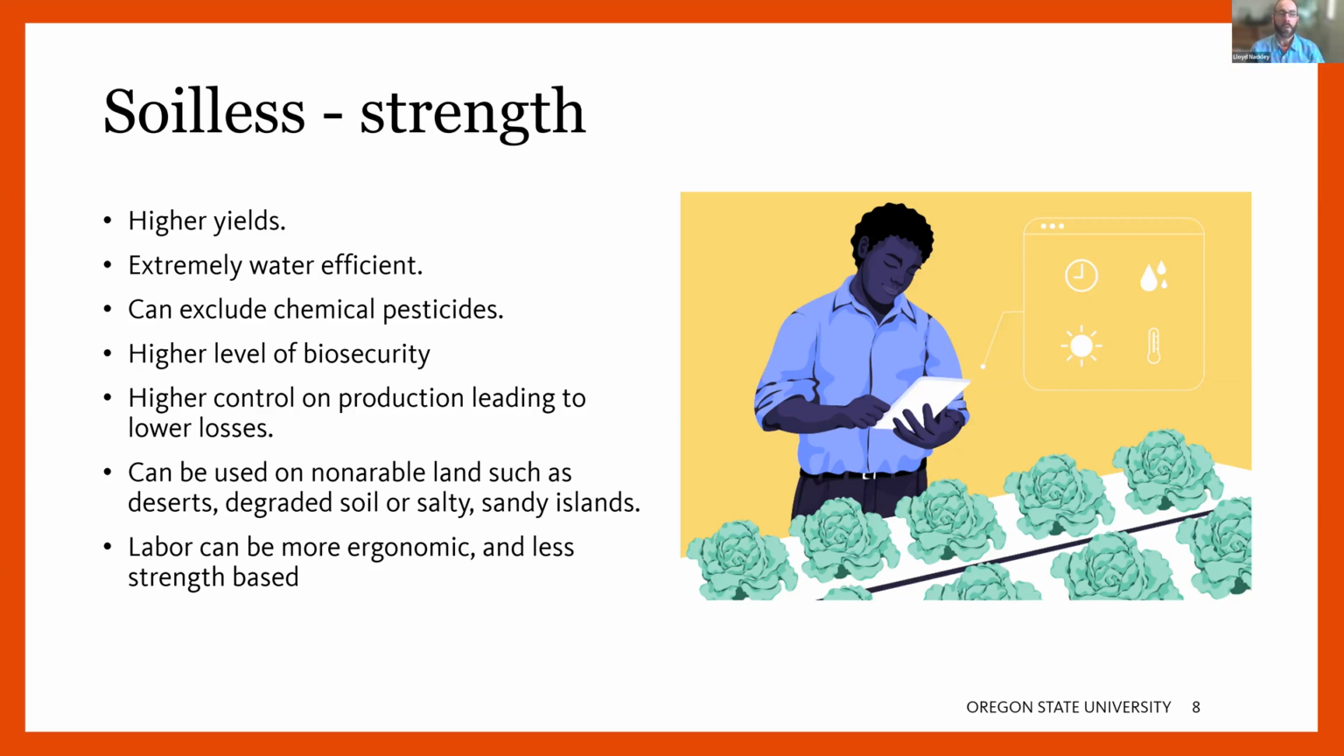You can have a higher control of losses because you can work on the timing of your crops. You can speed up or slow down your processes more than if you're fully dependent on the seasons. Non-arable land can be used, which is an incredible benefit. So urban spaces, brownfields, places with very poor soils for other reasons can now become cropping systems. And labor can potentially be more ergonomic, so higher up, less strength-based, opening up agriculture to many people who wouldn't have the physical attributes or characteristics to do traditional soil-based farming.